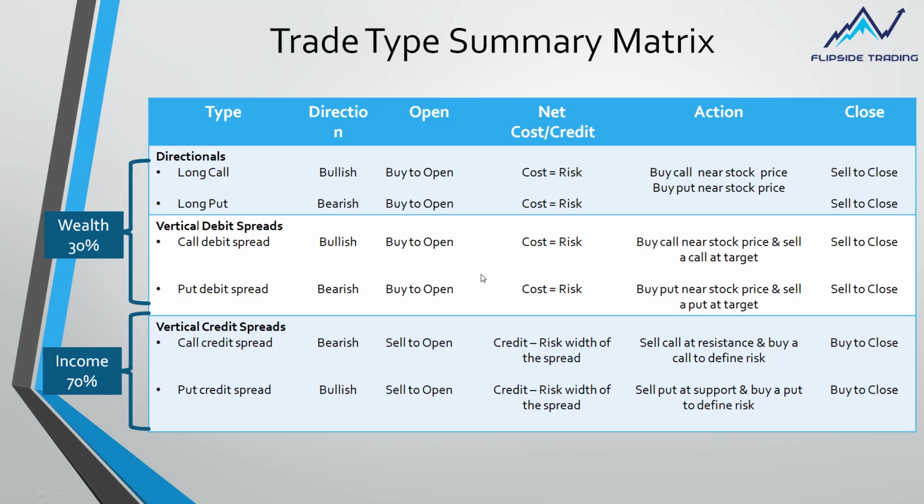Now we come to the bread and butter. Remember, if we buy a call, we're bullish. So if we sell it to open, that makes us bearish. Sell it to open, gotta buy it to close. Our risk is the width of the spread. So we're going to sell a call, usually somewhere at resistance, and as long as the stock remains below the short strike, we maintain max profit. We're also going to buy a call to define the risk. Nice and easy.